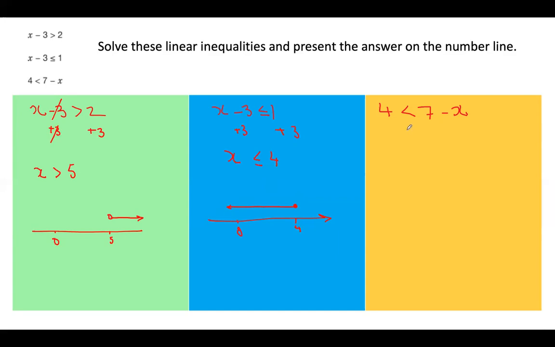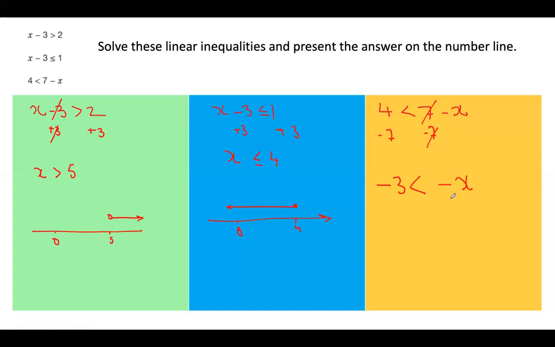Example number 3, 4 smaller than 7 minus x. Now, in this case, x is on the right-hand side, so you need to get rid of the 7 and the minus. First, get rid of the number 7 by doing the opposite operation, so minus 7, minus 7. All right, we just eliminated number 7. So 4 minus 7 is minus 3. Minus 3 smaller than minus x.